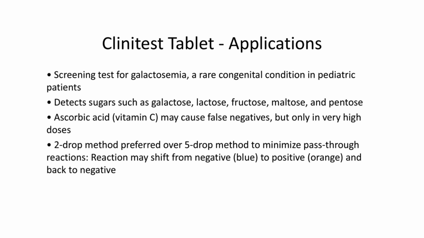The Clinitest is also used as a screening test for galactosemia, a rare congenital carbohydrate metabolism disorder seen in pediatric patients. The test detects sugars such as galactose, lactose, fructose, maltose, and pentose. Ascorbic acid, or vitamin C, can cause false negative results, but only when taken in very high doses. To avoid a phenomenon called pass-through, the 2-drop method is recommended instead of the 5-drop method. Pass-through occurs when the reaction moves from negative or blue to positive or orange, and then back to negative.